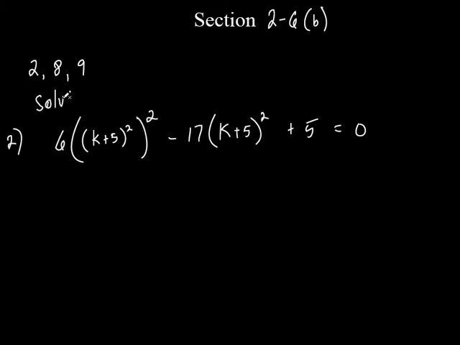Alright, try it again. Solve. That's what they say to solve for. So we're solving for K, obviously, since that's the only variable. Let's do K plus 5 squared equal X. Yeah, good idea. That's what I'm going to do.